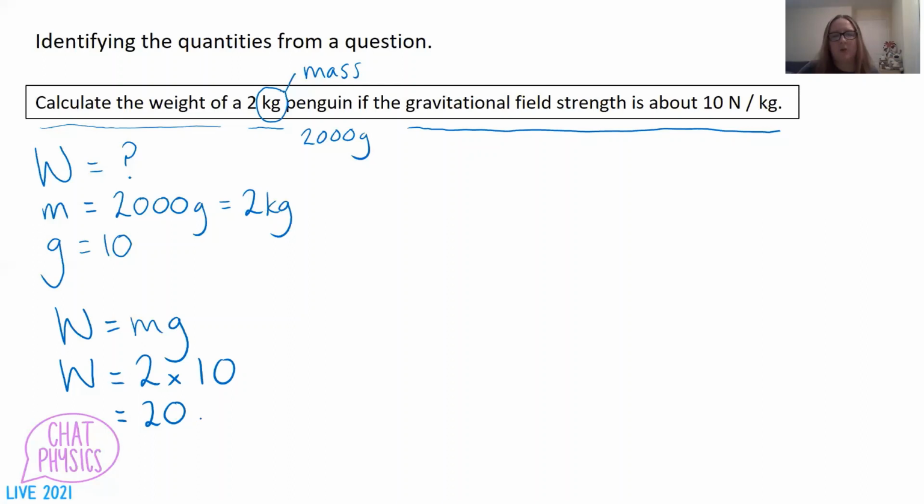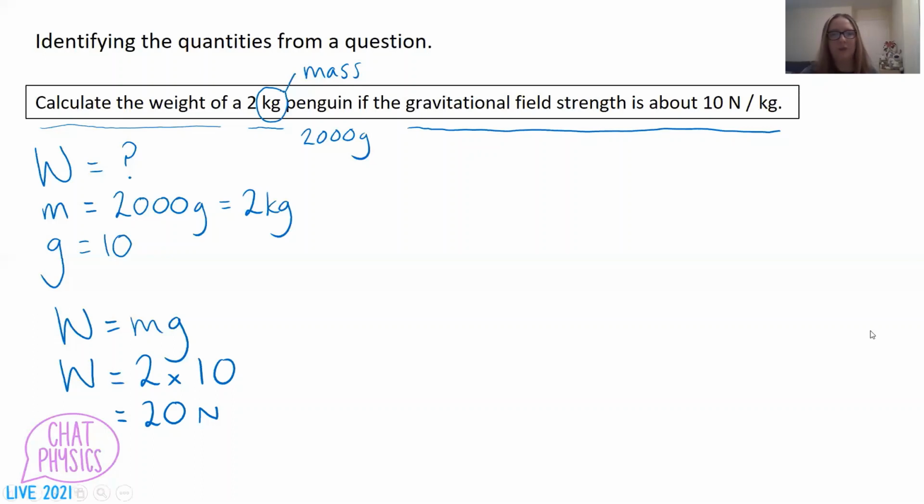And because we found weight, hopefully we know that weight can be referred to as a force. So I'm going to pop capital N in there for newtons. This is an example of how we can clearly break up parts of a question to find the quantities that are given, pop them down on our answer with the correct symbol, and then work the equation from here.